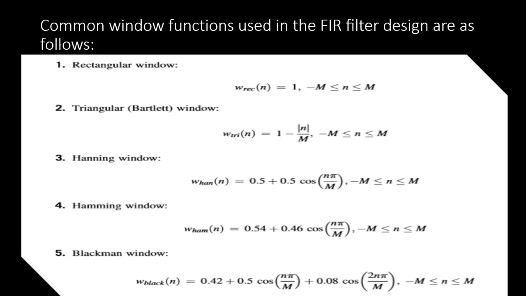Number third is the Hanning window. The Hanning window formula is given as 0.5 plus 0.5 cos of n pi by M, and n here ranges from -M to positive M. Number fourth window is the Hamming window. Hamming window equals 0.54 plus 0.46 cos of n pi by M. n again varies from -M to positive M. Number fifth one is the Blackman window. Blackman window formula is given as 0.42 plus 0.5 cos of n pi by M plus 0.08 cos of 2 n pi divided by M. n again varies from -M to M.